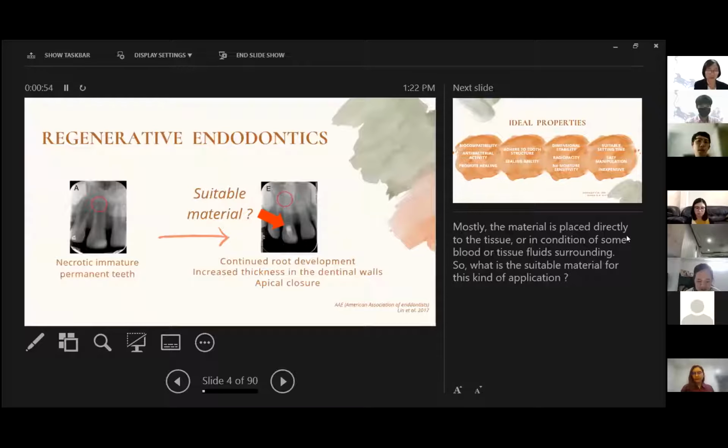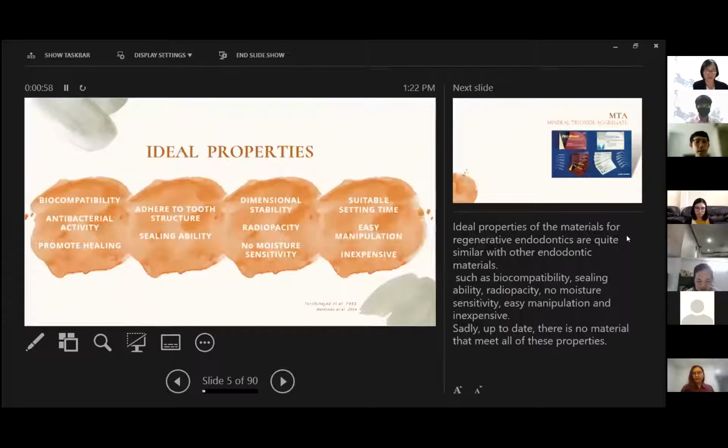So, what is the suitable material for this kind of application? Ideal properties of the materials for regenerative endodontics are quite similar with other endodontic materials, such as biocompatibility, sealing ability, good radiopacity, low moisture sensitivity, easy manipulation, and inexpensive. Sadly, up to date, there is no material that meets all these properties.